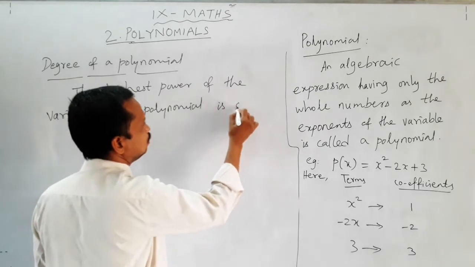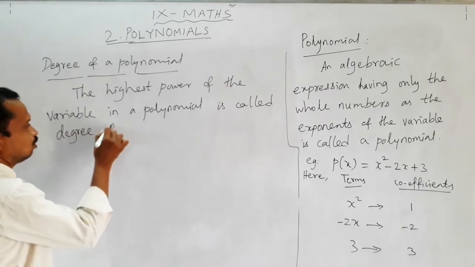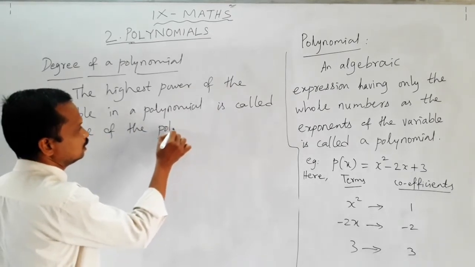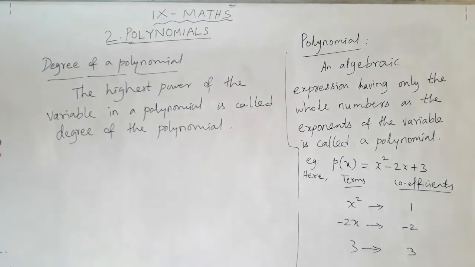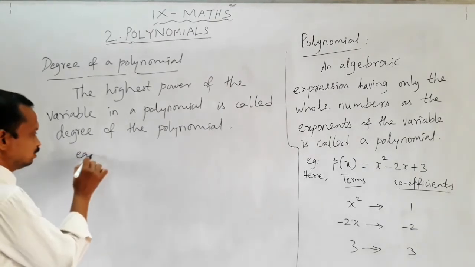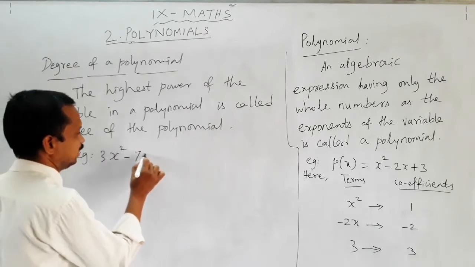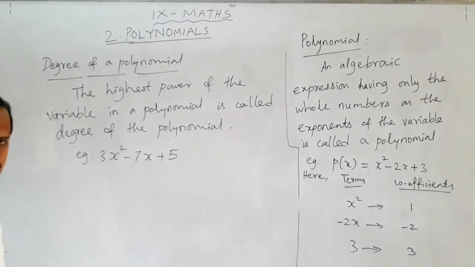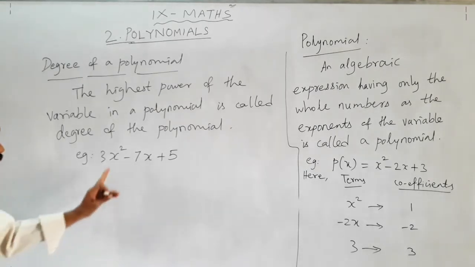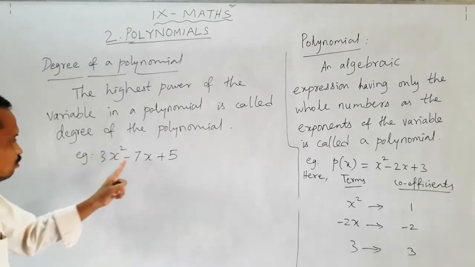The highest power of the variable in a polynomial is called the degree of the polynomial. Clear? So degree means the highest power of the variable in a polynomial. For example, you can take 3x square minus 7x plus 5. You see here 3 terms, so it is a trinomial, that you can also say then and there.